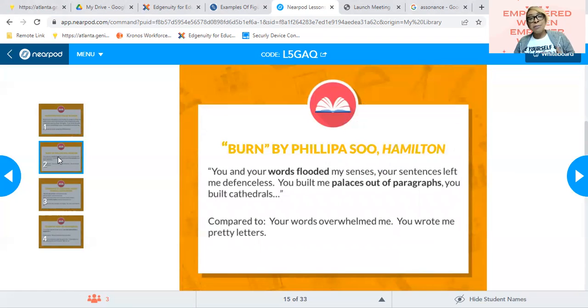So this song is from Hamilton. You and your words flooded my senses. Your sentences left me defenseless. You built my palaces out of paragraphs. You built cathedrals. Compared to: your words overwhelm me, you wrote me pretty letters.